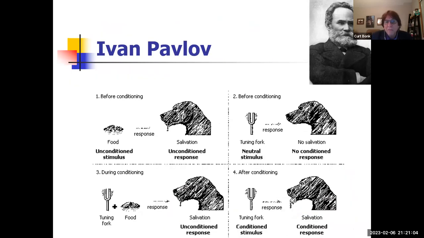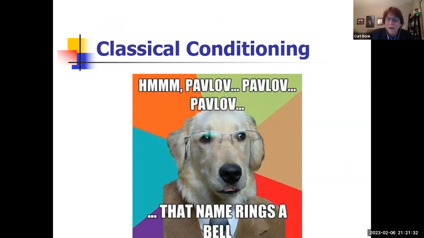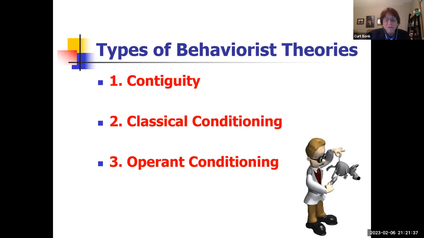We've seen this before. We have food that emits salivation, an unconditioned response. And if we have a tuning fork or a bell or footsteps or a metronome, or, if you will, a food dish, or just something that gets paired up often enough, the dog will just start salivating when it sees that. We don't need to get reinforced, actually. And so they call that a conditioned stimulus, if you will. A little joke, Pavlov, that name rings a bell. So we have classical conditioning, which is Pavlovian conditioning.